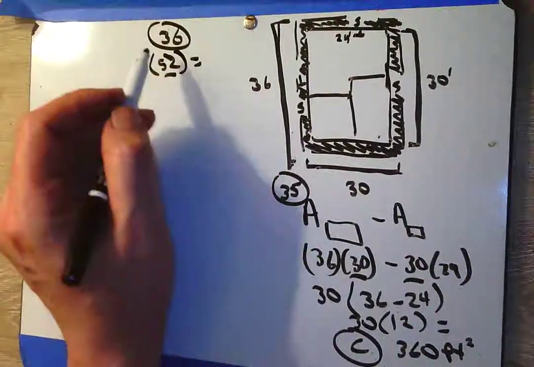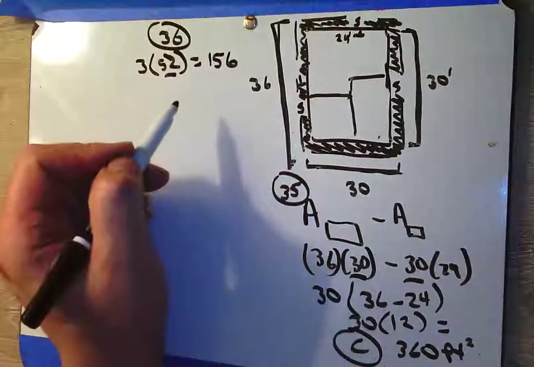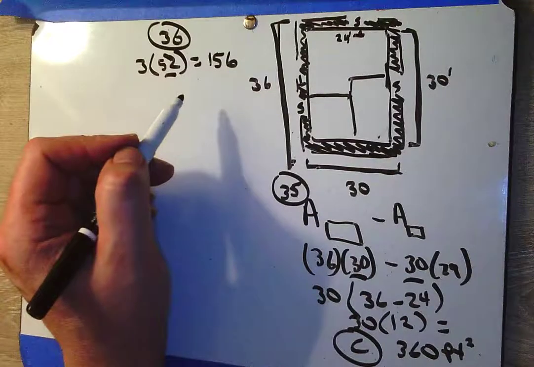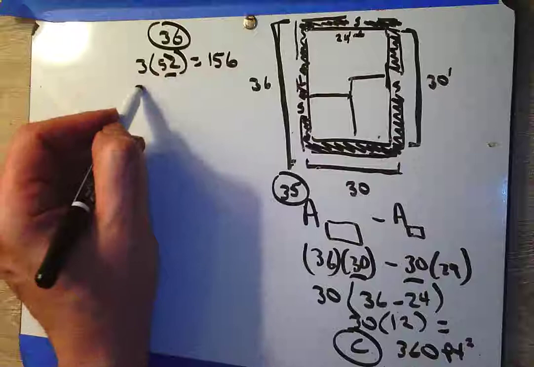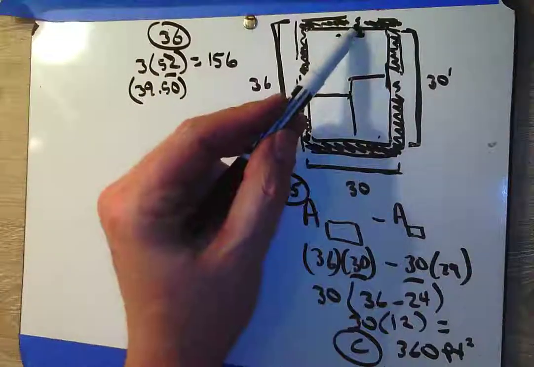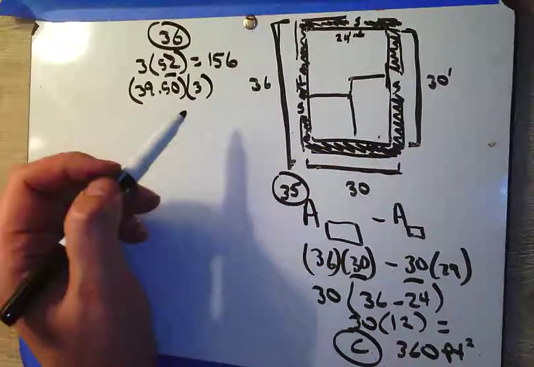It's funny, we just had 52 in a previous problem. That's $156 on ceiling fans. The price of curtains for each room with a small window is $39.50. How many small windows did we have? A small one, a small one, a small one. We had 3 of those.